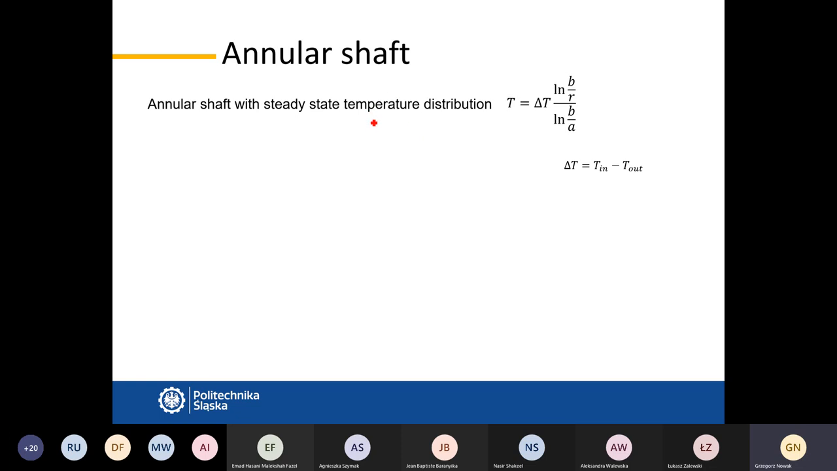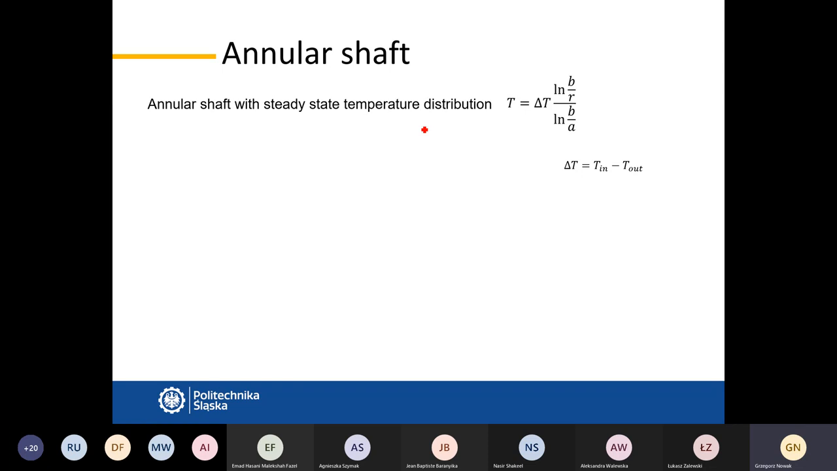The temperature distribution for an annular shaft with steady state conditions, where we have at the internal surface temperature T in, at the external surface temperature T out, so across the material we have delta T. So T at any location is delta T times the natural logarithm of the external radius divided by the actual radius where we are at a particular location, divided by the natural logarithm of the external radius divided by the internal radius.